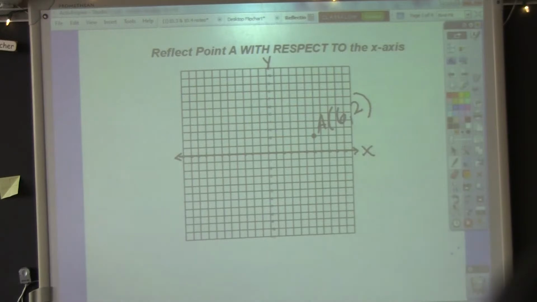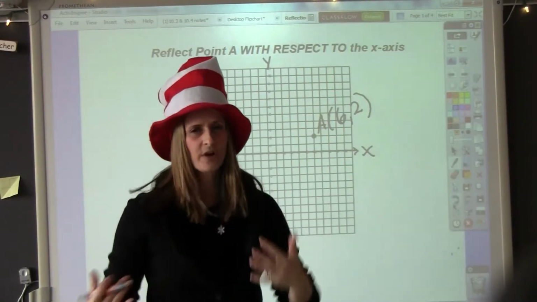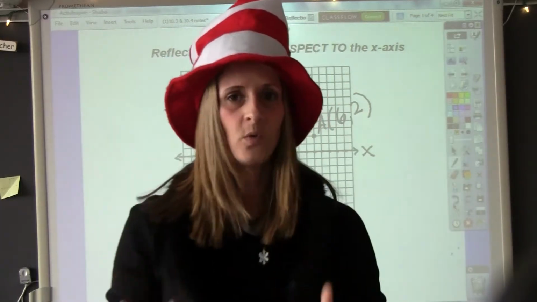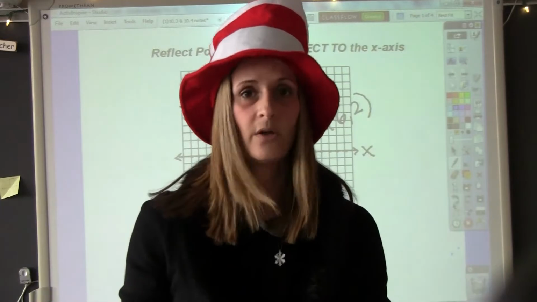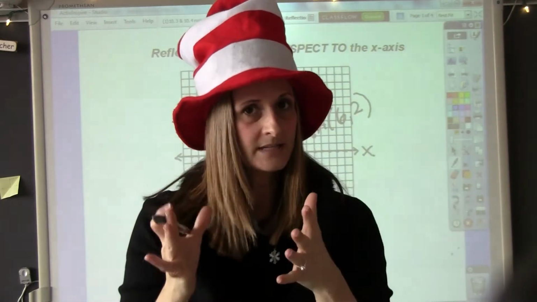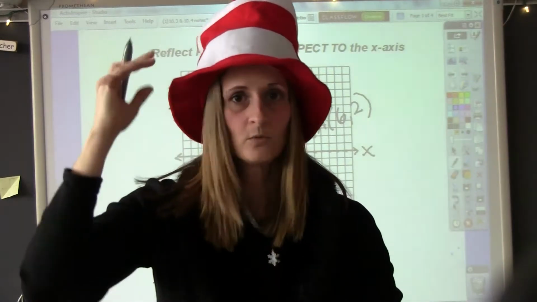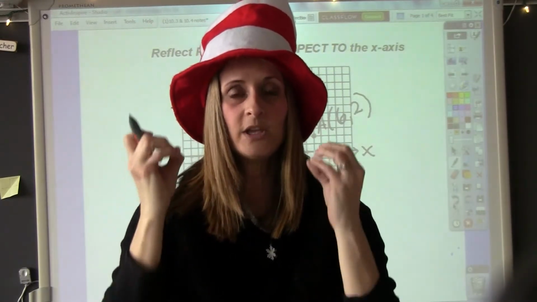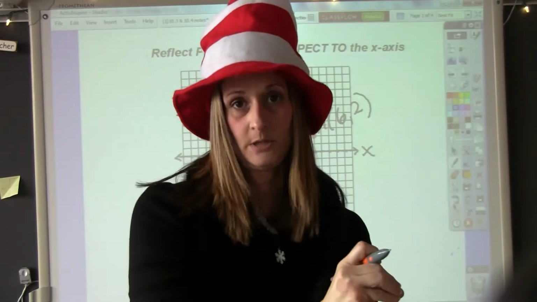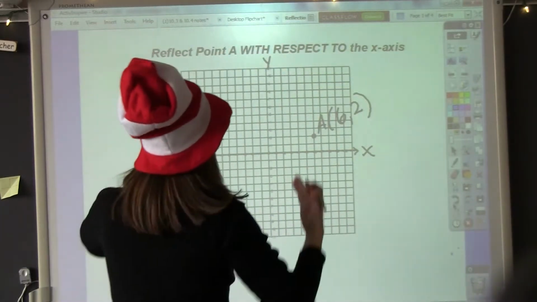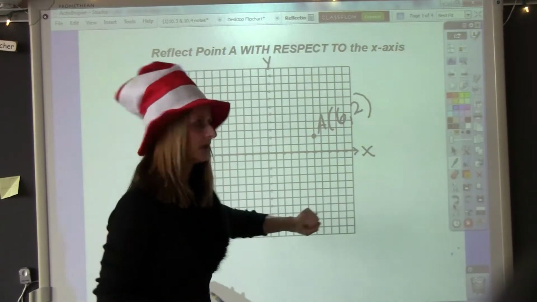You will usually have a large figure like a triangle or some sort of quadrilateral that you're being asked to reflect over the line, especially on the SOLs. A lot of times you don't have to reflect the whole thing. It'll say just reflect point A. So I want you to look at each point separately and reflect each point separately. This example just has one point because I want you to look at each point separately.